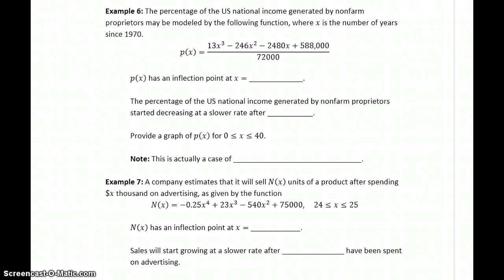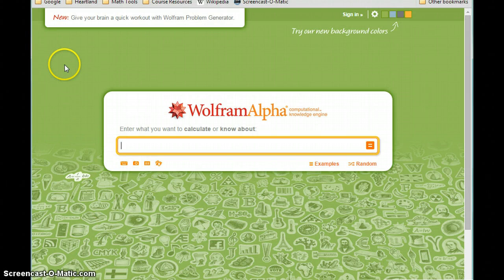In example 6, we're given a function that tells us about the percentage of the U.S. national income generated by non-farm proprietors. It can be modeled by this function, where x is the number of years since 1970. The first thing we're asked to do is find where this function has an inflection point.